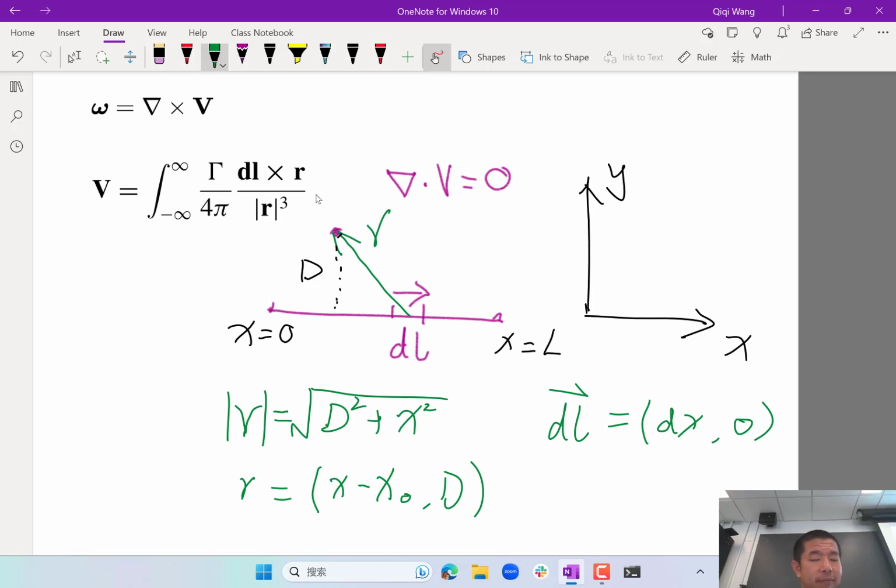Question? In the magnitude of r, don't you mean x minus x naught? In which one? Magnitude of r. Oh yeah, in the magnitude of r. Yeah, that's right. Sorry. Let's also revise that with x minus x naught squared. Yeah. Okay.